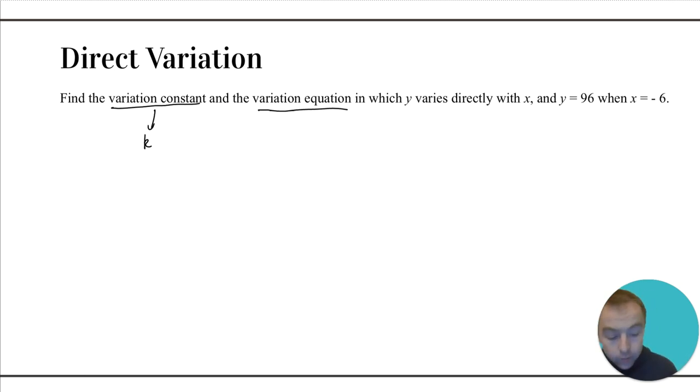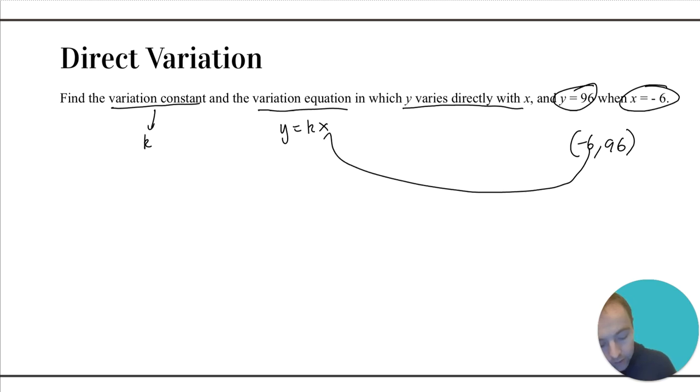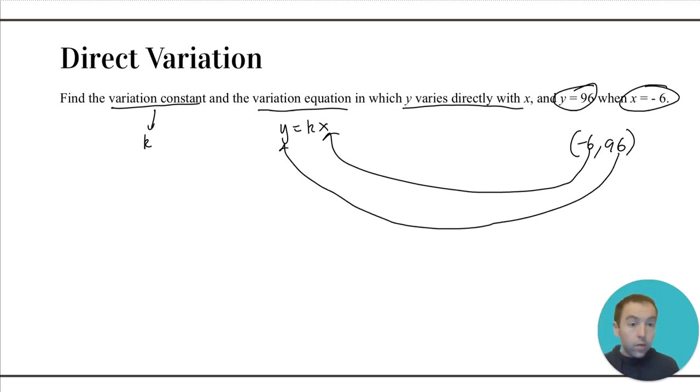So far we've only talked about direct variation, right? And so when y varies directly with x, we know that the variation equation has to be y equals k times x, okay? So what we do know is that y is equal to 96 when x is equal to -6. So really, that means that this ordered pair is going to be an ordered pair on the graph of this equation. So ultimately, it should satisfy the equation: when -6 goes in for the x coordinate and 96 goes in for the y coordinate, it's going to make that equation true, right?